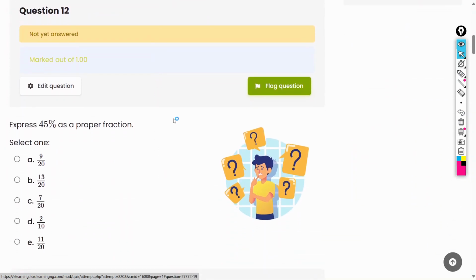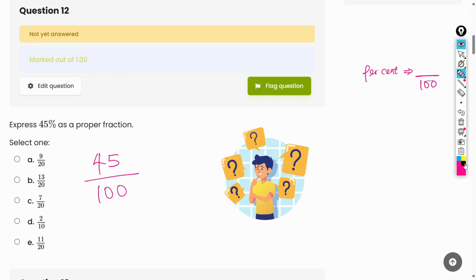Express 45% as a proper fraction. Now, whenever you hear the word percent, it means over 100, divide by 100, out of 100. So 45% is 45 out of 100, or 45 divided by 100.